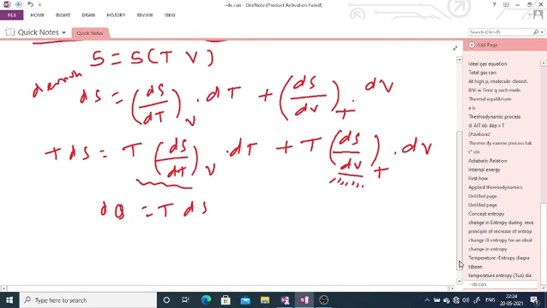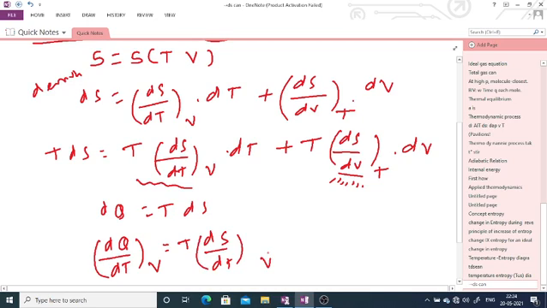Now in this equation, take the derivative with respect to T at constant V. So we can say T into dS upon dT at constant V. So dQ upon dT at constant V is nothing but your Cv, the specific heat of your system at constant volume. So we got Cv.